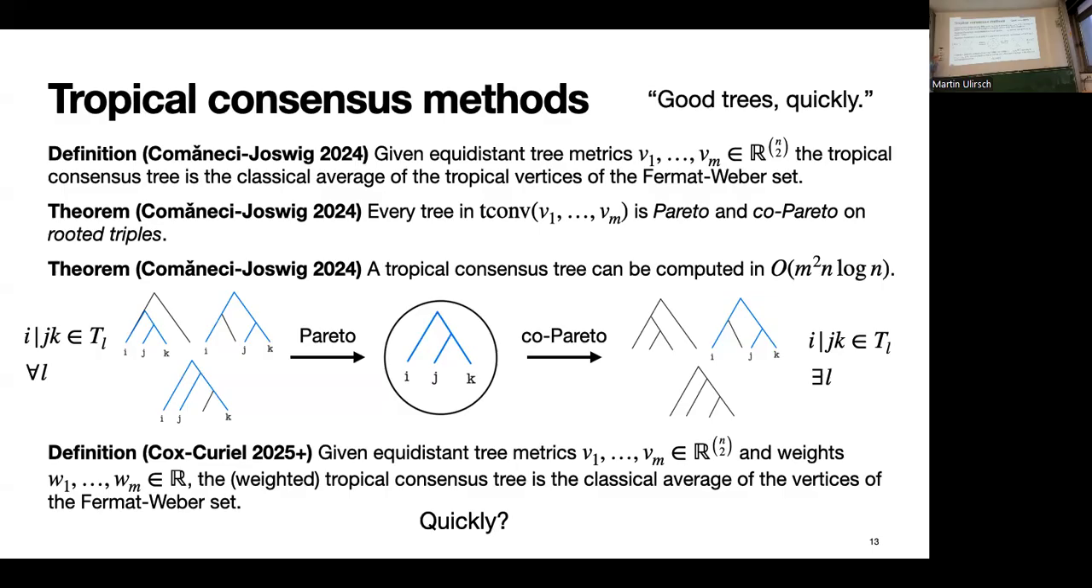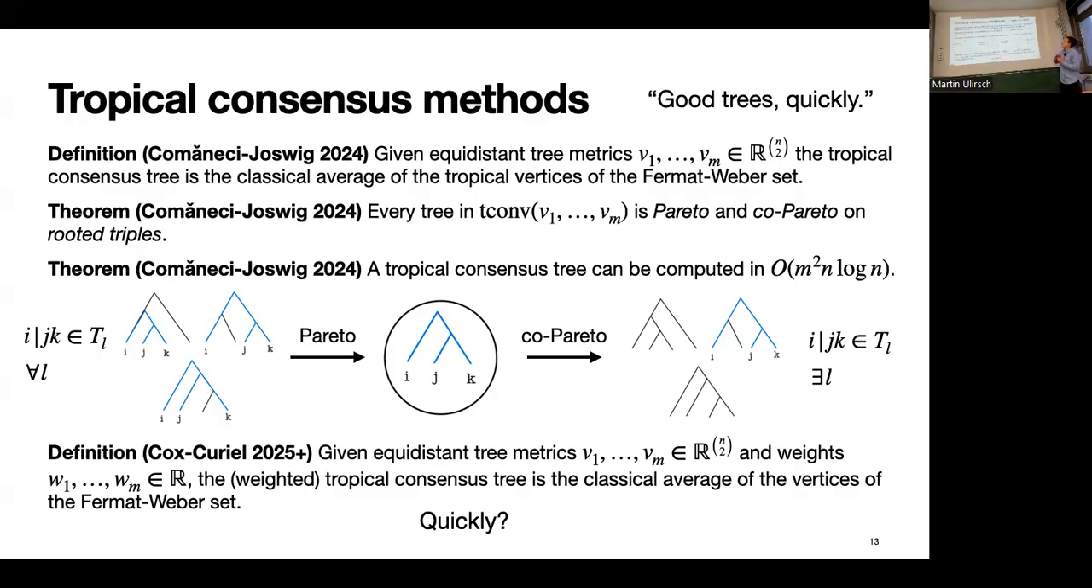And for a consensus method to be Pareto on rooted triples, that means if the rooted triple occurs in all of the samples, or all of the input trees, then it must occur in the consensus tree. And co-Pareto means that if a rooted triple occurs in the consensus tree, then it also has to be coming from one of the trees that you put in. So you can't just make up new relations. And if all the trees agree on something, then it has to be included.